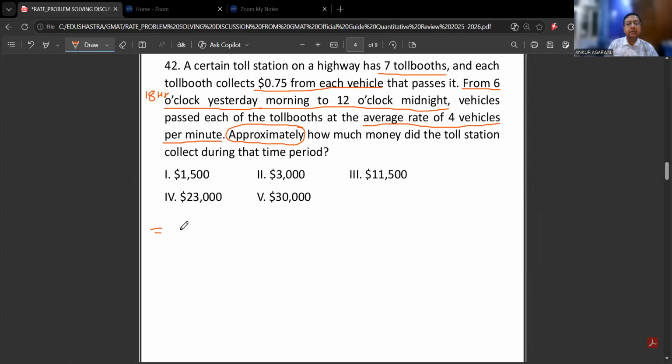Now I have to collect a sum. What is the total money we are collecting? How many booths? 7 toll booths. How many vehicles are passing? So total 4 vehicles per minute are passing, so this many vehicles are passing from the 7 toll booths. And every vehicle is paying how much money? Every vehicle is paying 0.75. So this is the money. This is the money for what?